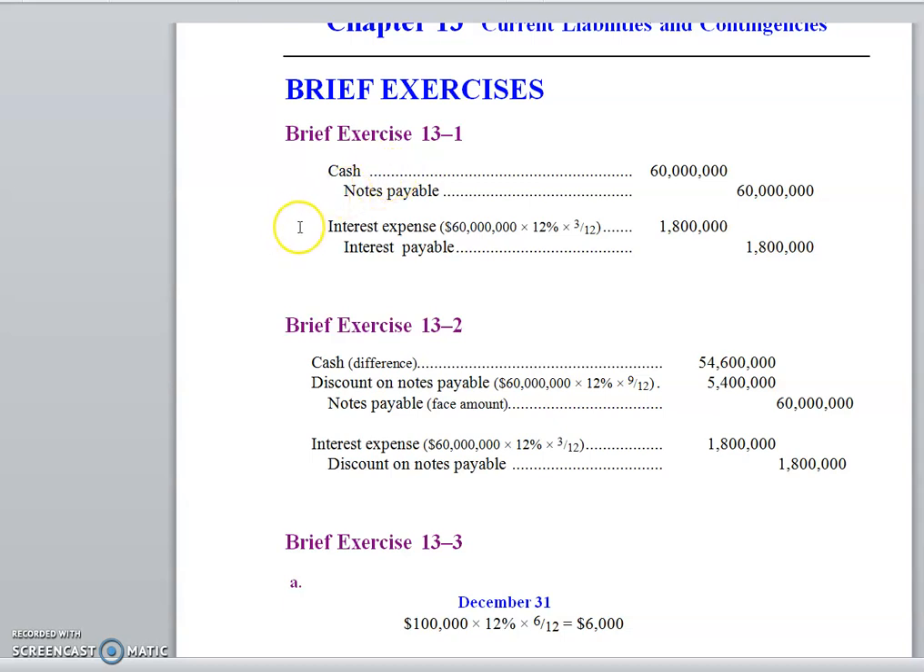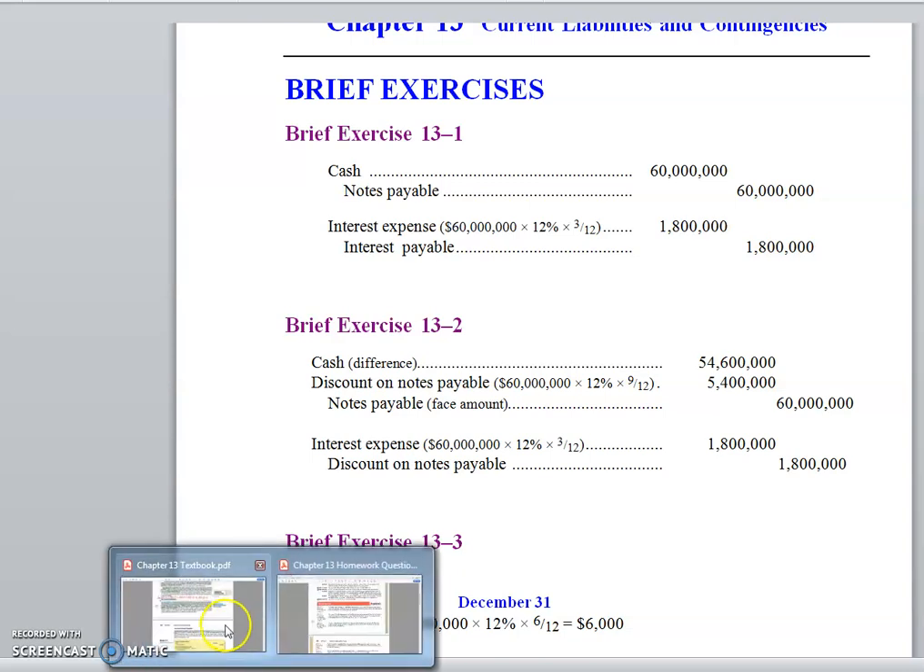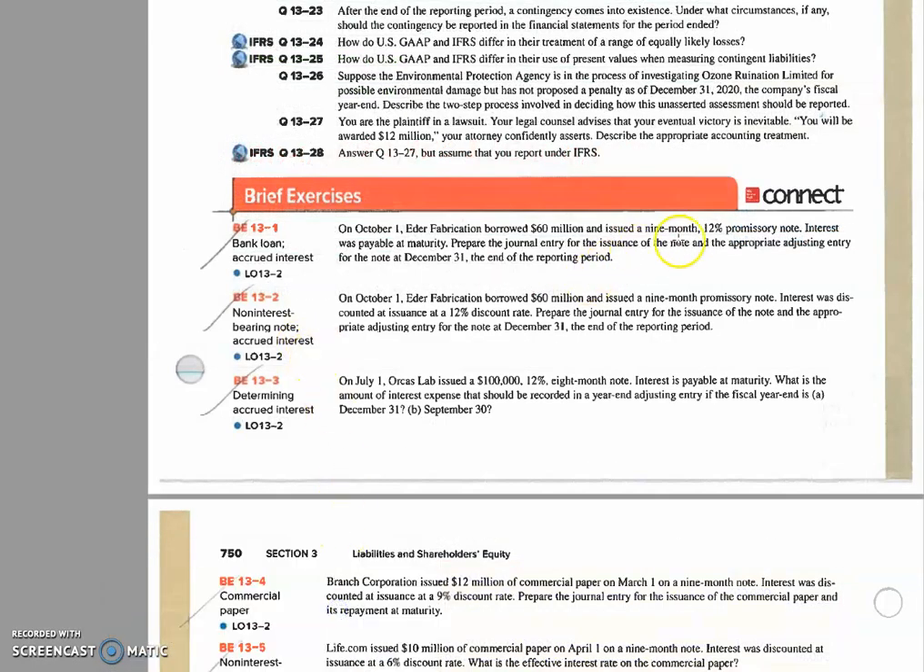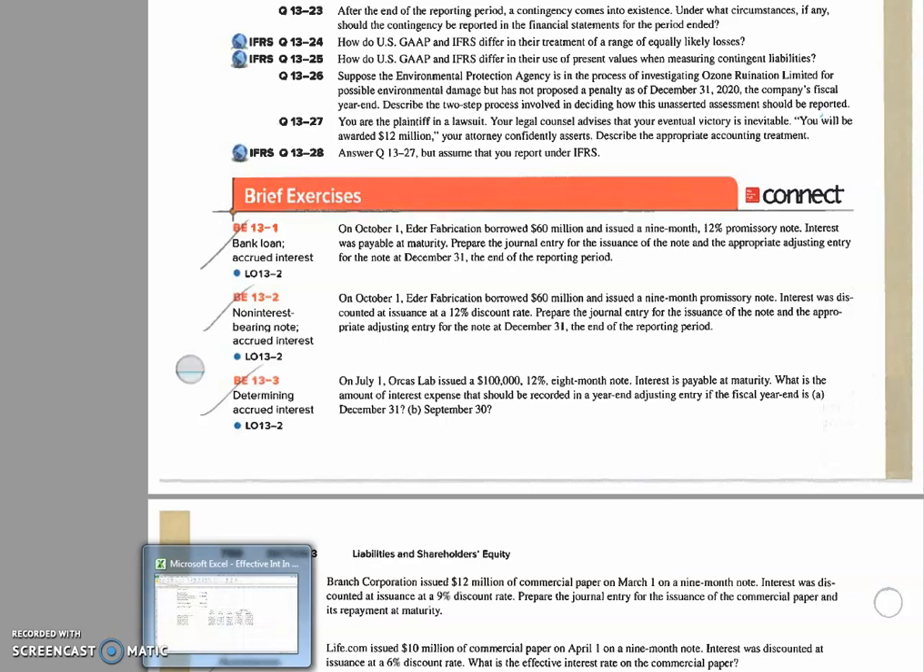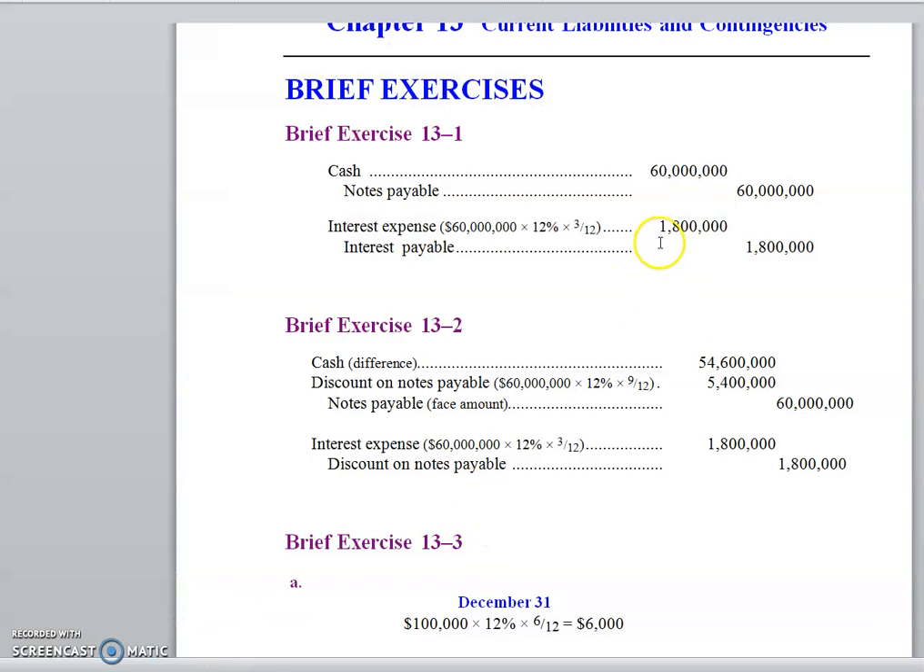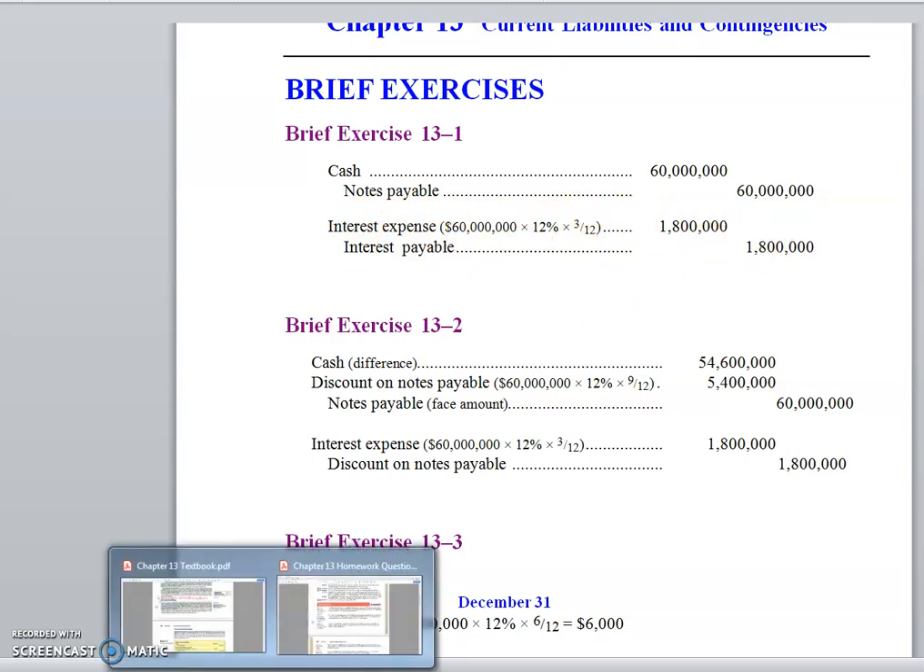Okay, then to accrue the interest, the interest rate was 12%. Let me make sure of that, but I see it there in the problem. Yes, 12%. So we're going to take 12% times 3/12 of the year times the 60 million. That's going to give us $1,800,000 interest, and debit interest expense, credit interest payable. Okay, let's move to the next one.